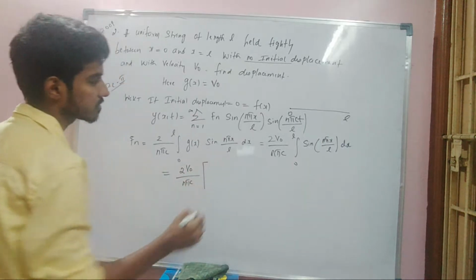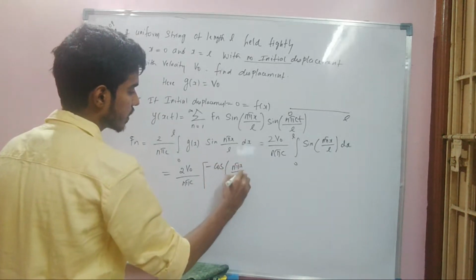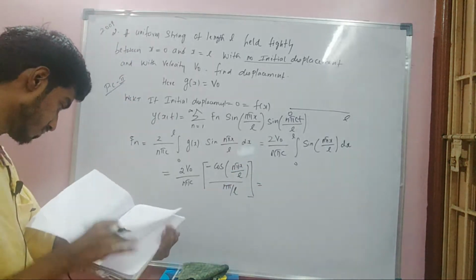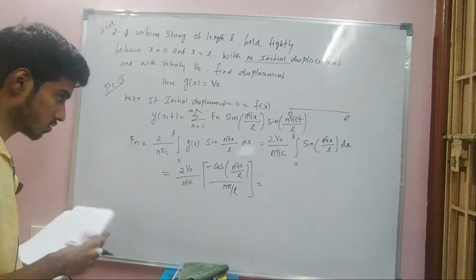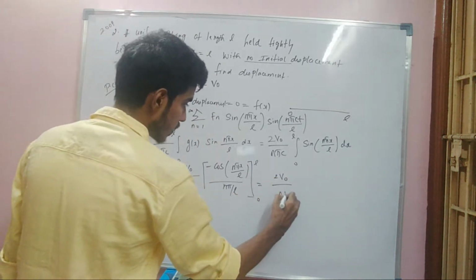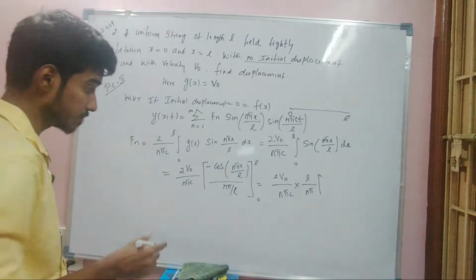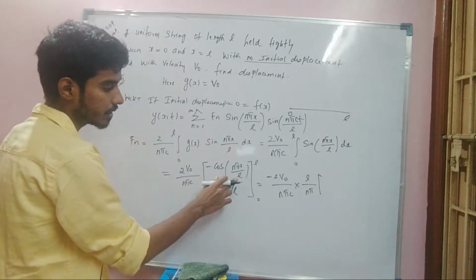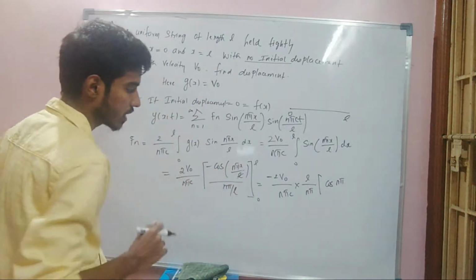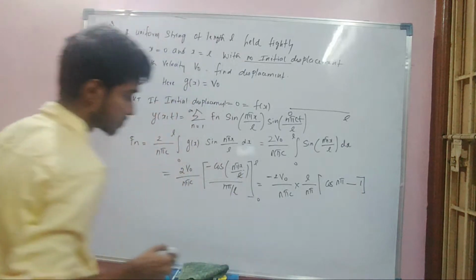So 2 v0 by n pi c. If I integrate this, the integration of sin x is minus cos x. So minus cos(n pi x by L) divided by n pi by L, with limits from 0 to L. I can take L by n pi outside, so 2 v0 by n pi c into L by n pi. I can also take the minus outside. If I substitute the upper limit, we have cos n pi, and the L and L get cancelled. Now if I substitute the lower limit, we have 1, because cos 0 is 1.